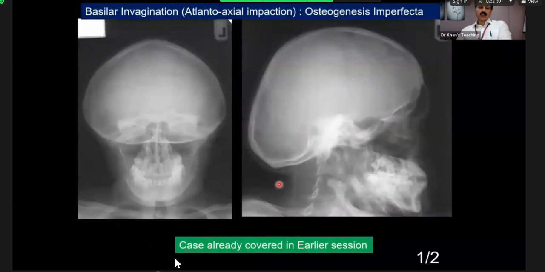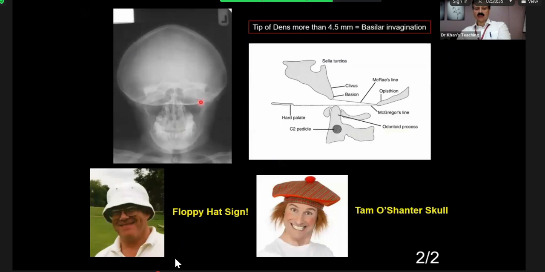Look at this case. I showed you this case, a beautiful case. It has come in the exam. And here, what is happening? This patient has got osteogenesis imperfecta. And there is invagination of this cervical spine superiorly into the foramen magnum. And there is this bulging of the temporal bone and the occipital bone. And this patient also had stigmata on other bones.